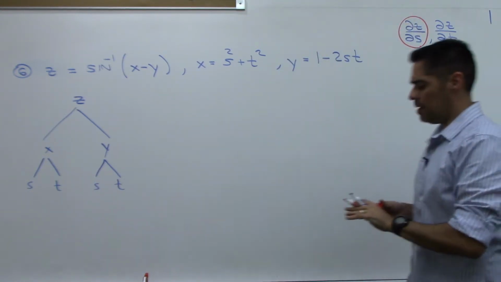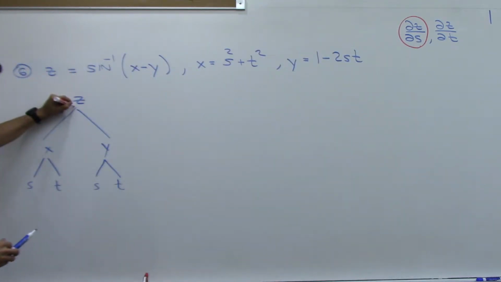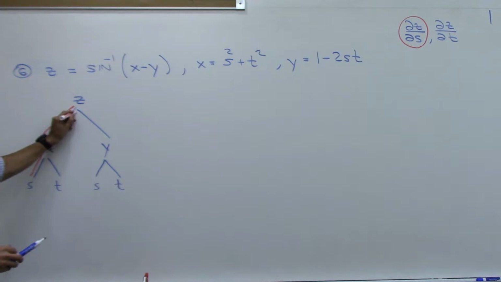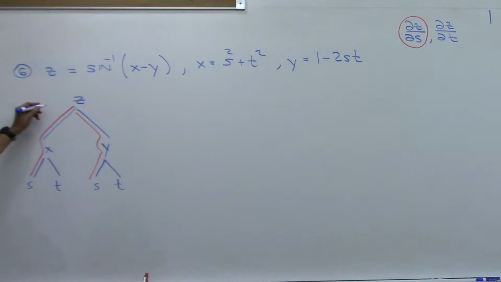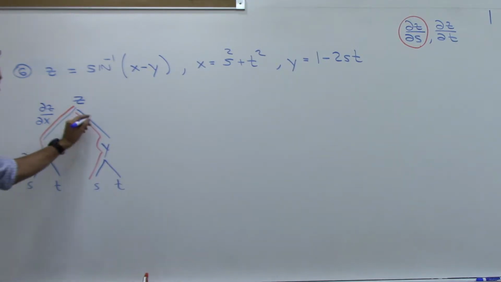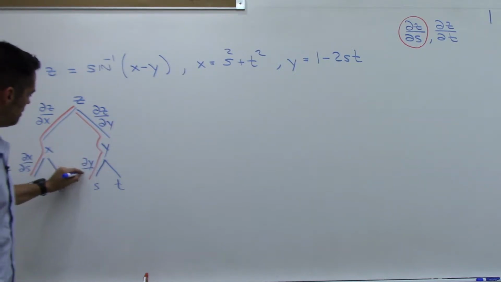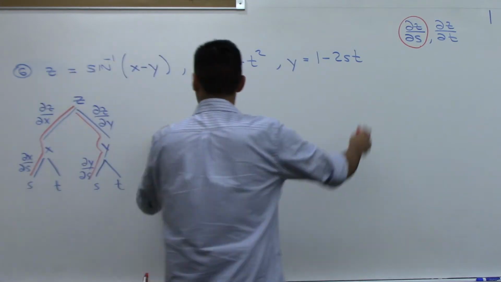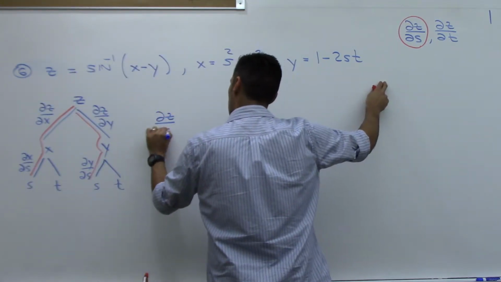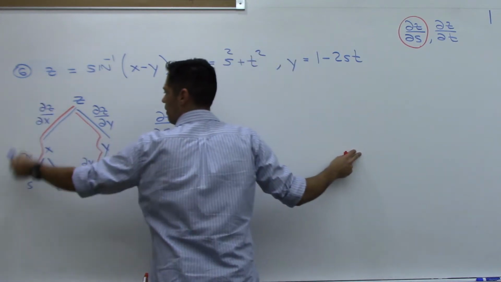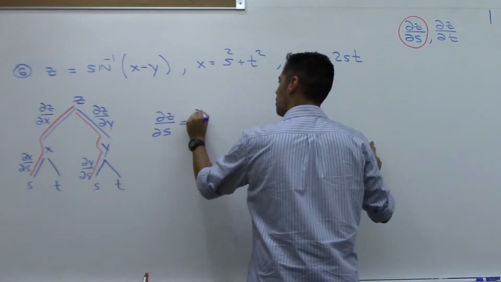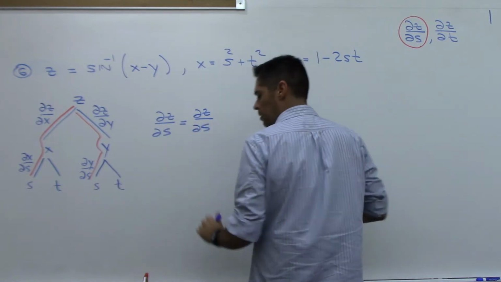We'll do that one, which means I'm going to go down this branch, and then down here, and then this one down here like that. So down this right here is partial z with respect to x, and then down this branch, because it splits, partial x with respect to s. Then over here, partial z with respect to y, then down this branch, partial y with respect to s. So partial z with respect to s should be the product of these 2 plus the product of those 2. So partial z with respect to s, x.